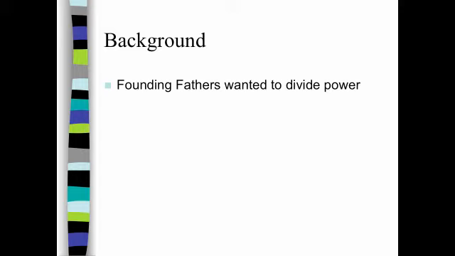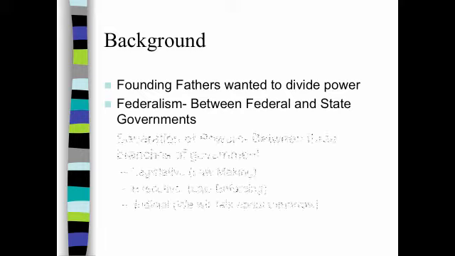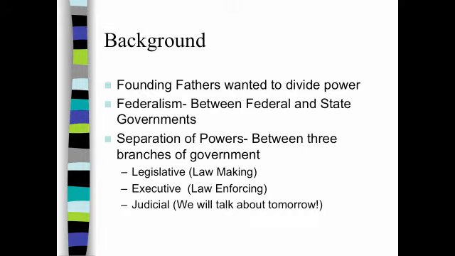On to the background here. Our founding fathers wanted to divide power. This is something that will be discussed quite a bit. They divided power in many different ways. One way was with federalism, which means that they divided power between the federal and state governments, making it so that certain powers were reserved for each group. Beyond that, there are a lot of other ways that power is divided. In specific, we have the legislative branch, which is the law-making branch, the executive branch, the law-enforcing branch, and the judicial branch being the law-interpreting branch, which will be talked about in a later video.